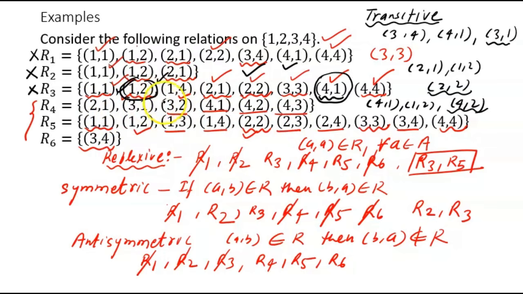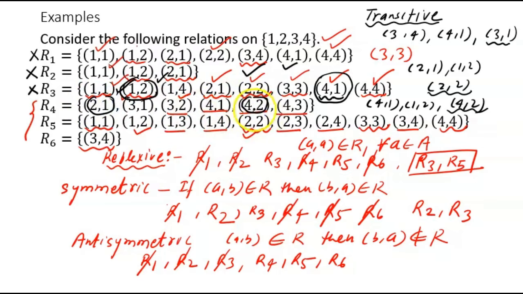3 comma 1, then there is nothing like 1 comma something. Here it is 3 comma 2, there is nothing like 2 comma something. Here it is 4 comma 1, again there is nothing like 1 comma something. 4 comma 2 is there and 2 comma 1 is there. So 4 comma 1 should be there. So you see 4 comma 2 is there and 2 comma 1 is there.